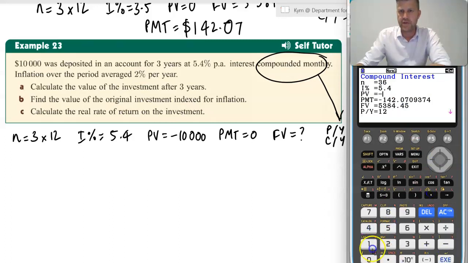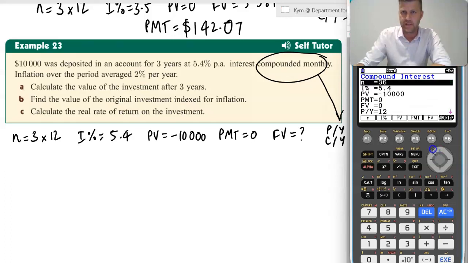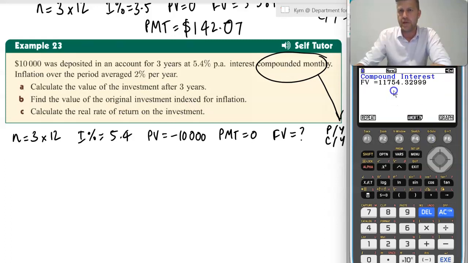The present value becomes minus 10,000. PMT, there's not going to be a regular payment. The future value is actually what we're asking for the answer to be, and PY and CY will both stay as 12. So once you've got those values in, go ahead and ask it, what will the future value be after 3 years?